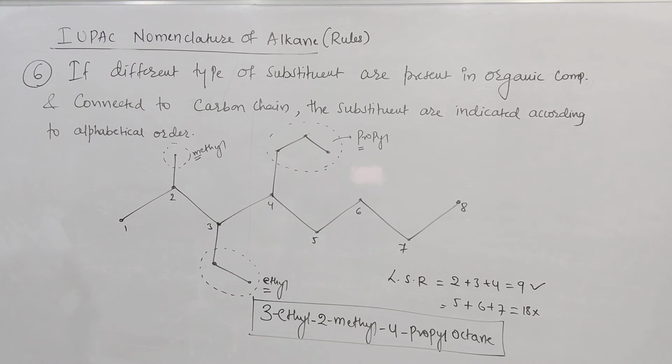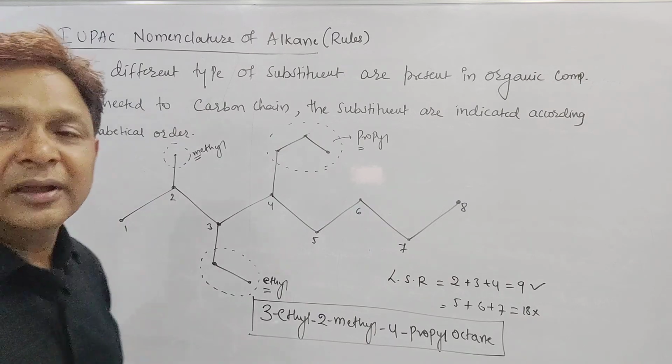Then one more is rule number 7. But actually it is not a rule, it is a note that everybody should remember while writing the name or selecting the alphabetical order. What is that? I will tell you, in this one only, instead of writing a separate page.